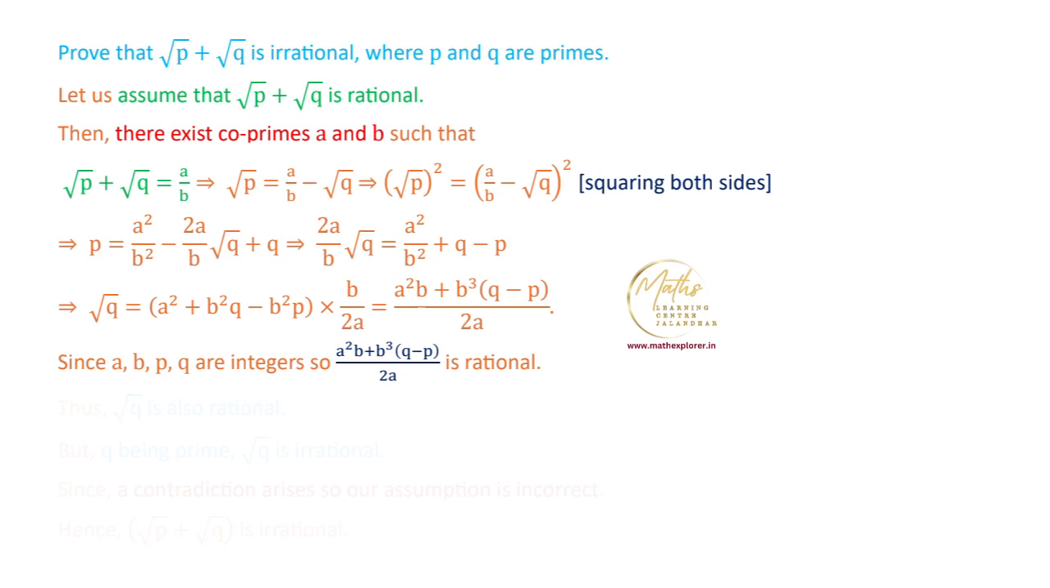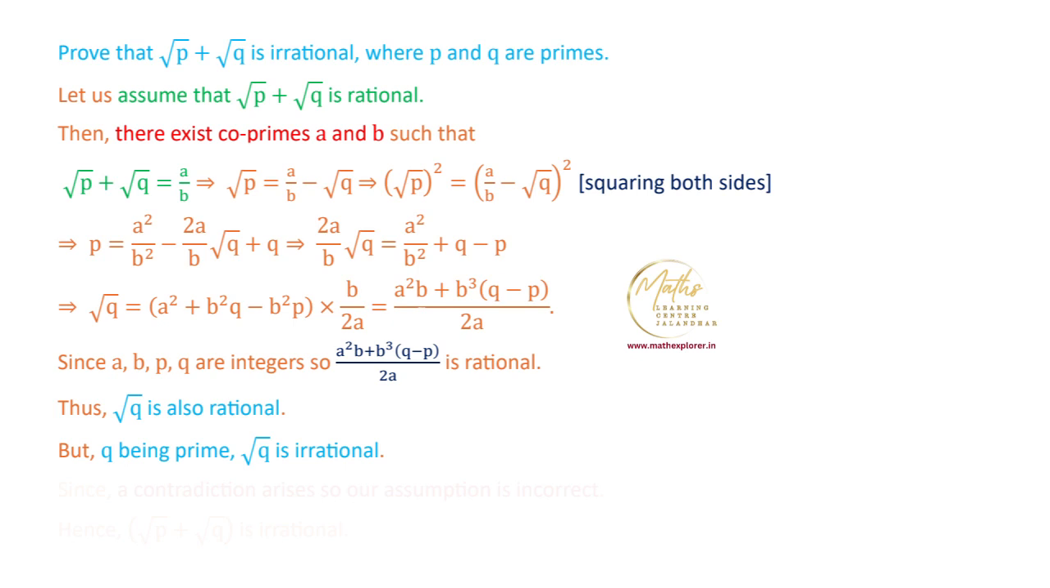So we are saying square root of q is equal to this value, and this value on the right hand side is a rational number. So this implies that the value on the left hand side is also a rational number. So we are saying square root q is also a rational number. But look at this problem. It was given that p and q are prime. It means q is a prime number. If q is a prime number, then we have already proved that square root of q is irrational. This thing we have already proved.